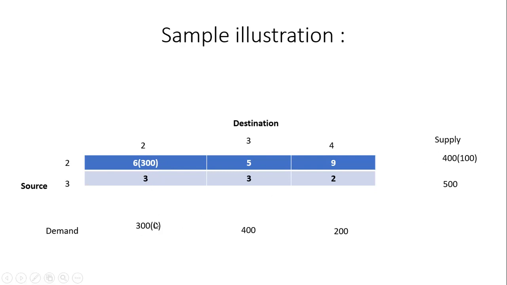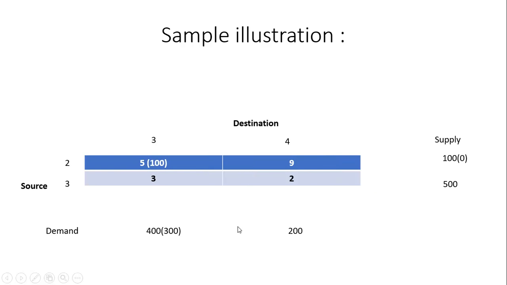So 300 minus 300. So here the demand is completely satisfied, 0. So 400 minus 300, you will get 100 here. So the remaining amount to be shipped is 100 out of 400 by subtracting 300 units. Okay, so now we have to delete column 2. So the remaining 2 columns and 2 rows will continue to the next iteration.